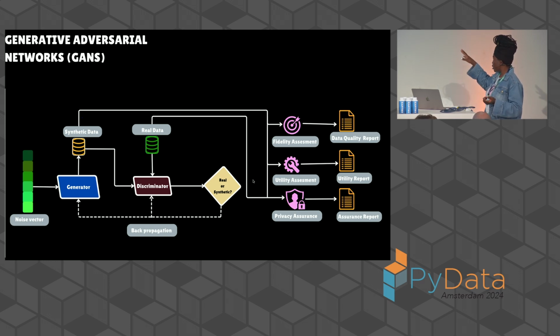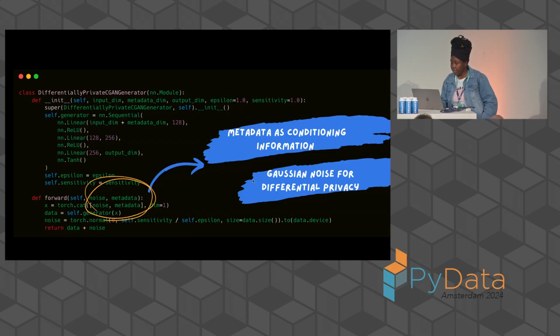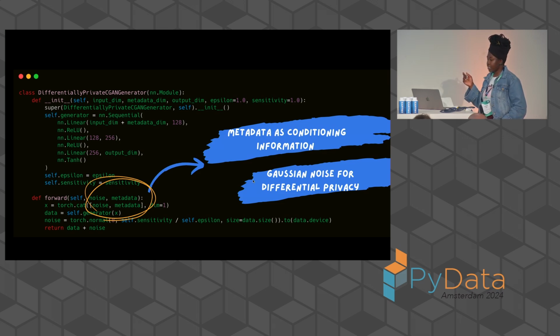Once you've gotten your synthetic data, you subject it to a number of assessments and assurance, with fidelity, utility, and privacy being among the top. Something I would like to mention very quickly: when you're developing a generator for synthetic data and you're dealing with minority groups or a new disease that you don't have privy to, you might want to add metadata as conditioning information, if this, then this, because at that moment you don't know how the distribution in the data works. You'll also want to add Gaussian noise for differential privacy.